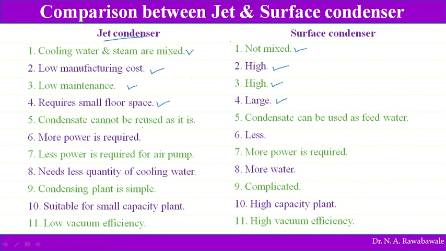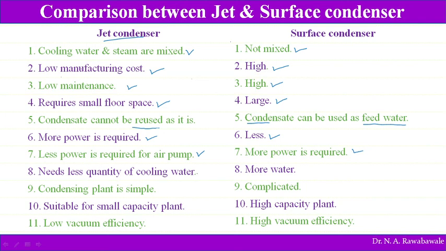Condensate cannot be reused directly in the case of a jet condenser. It has to be treated because it mixes with the cooling water. Whereas in a surface condenser, condensate and cooling water are not mixed, so the condensate can be used directly as feed water. This is an advantage. Less power is required for the air pump in a jet condenser, but in the case of a surface condenser, more power is required to run the air pump. A jet condenser needs less quantity of cooling water.